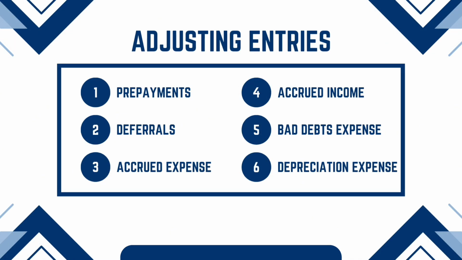There are 6 common adjusting entries we need to learn in FABM 2: prepayments, accrued income, deferrals, bad debts expense, accrued expense, and last, depreciation expense. Let's discuss them one by one.